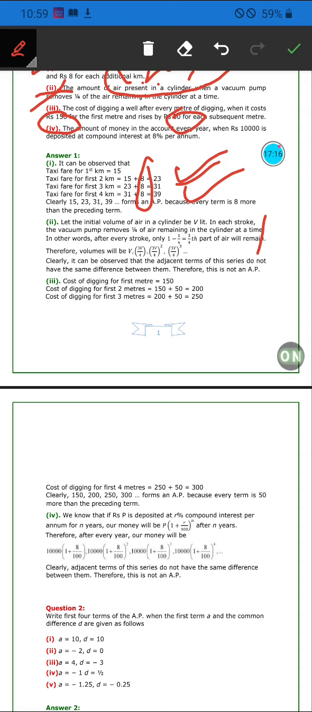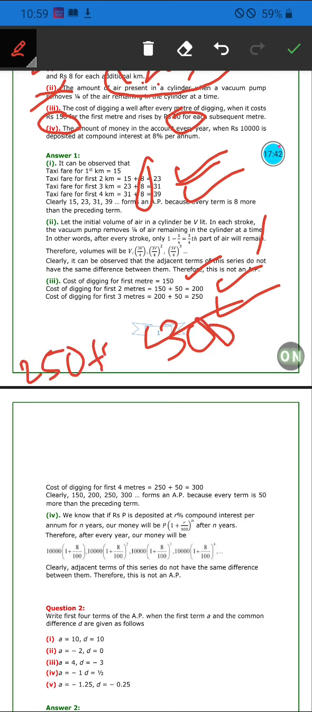It becomes 250. So observe the third answer here. First meter 150. Adding 50 for the second meter, 150 plus 50 is 200. Adding for the third meter, 200 plus 50 is 250. If we dig 4 meters of the well, the next answer is 250 plus 50, which is 300. So the common difference is equal. What is the common difference here? 50. So the third question is in AP. The first and third are in AP.